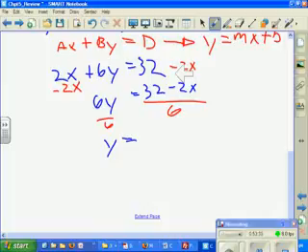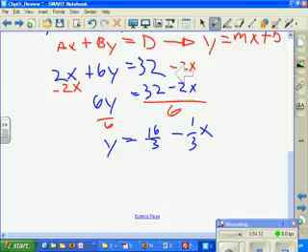One over 3? That one. Yeah. 32 over 6 gives me what? 16 over 3. Yeah. It's an ugly fraction, right? Minus negative 2 over 6, which is... oh, hold on. Negative 1 over 3.